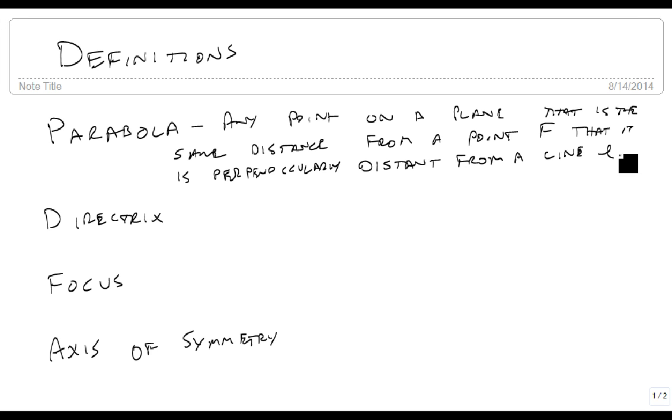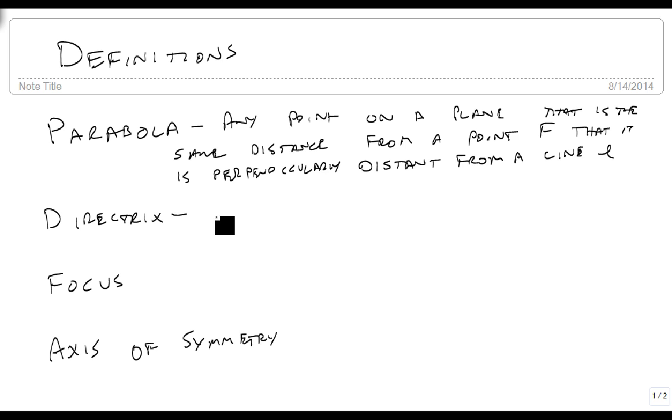But what this means is that if there's some line and some point, then the point is the same distance from this line perpendicularly to this point F. And as you get more and more of these, you get a parabola that forms out of this.